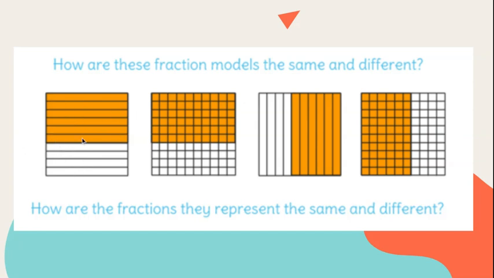All right, so that's the whole. But the part is what's shaded. 1, 2, 3, 4, 5, 6. Okay, so this is going to be 6 over 10, and we say 6 tenths. 6 shaded, 10 in all. Okay, 6 tenths.